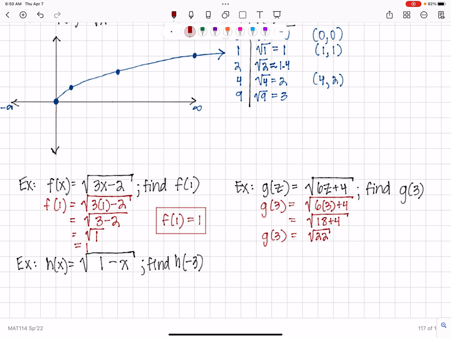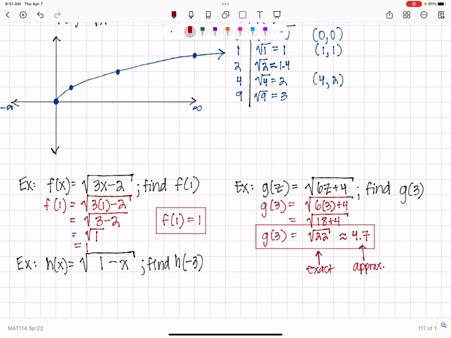If I were to use my calculator and find the square root of 22, I'm going to say it's about 4.8-ish, but you might be able to hear me taking out my calculator and looking at it, and it is 4.7-ish. So it is approximately 4.7. So g of 3 is equal to the square root of 22. That's the exact value. And 4.7 is approximate.